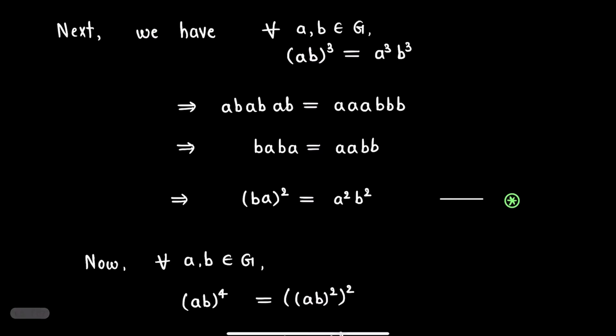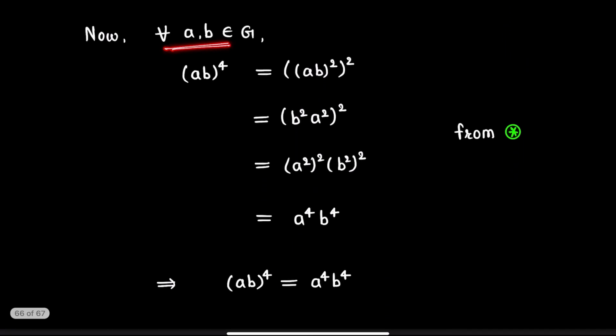Next we have for all elements a, b in group G, (ab)^3 = a^3 b^3. This is the condition given in the question. Now this LHS can be written as ab ab ab, 3 times, and a^3 b^3 can be written as aaabbb. Now cancelling a from the left side and b from the right side, we get baba = aabb. Now baba can be written as (ba)^2, and aabb can be written as a^2 b^2. Call this expression star.